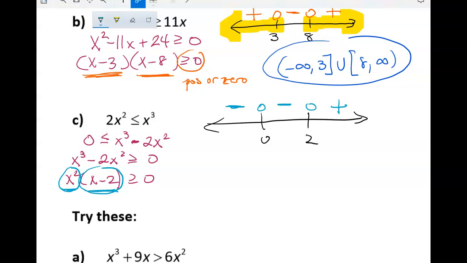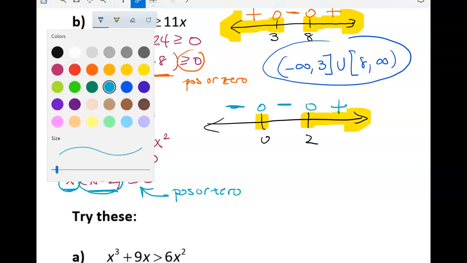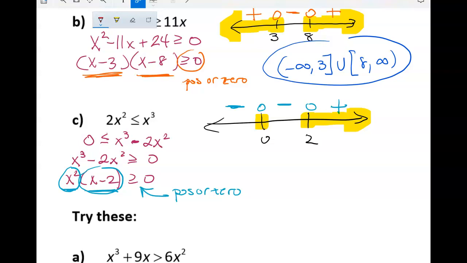All right, let's read the inequality. The inequality says the polynomial is greater than or equal to 0. That means it's positive or 0. So I'm going to mark off on the number line using my highlighter where the polynomial is 0 or positive. Now copy that interval down. That would be what we call a degenerate interval that only contains one number, 0, union the interval from 2 to infinity.